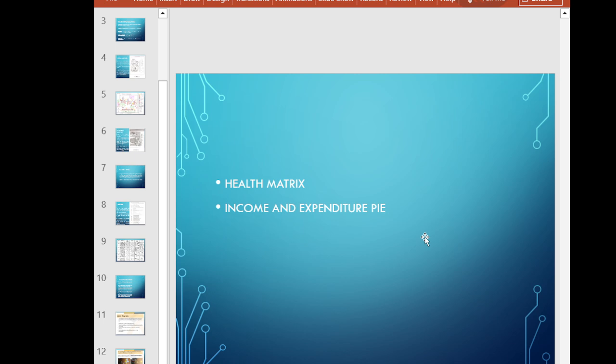Then we do have health metrics, and we have this income and expenditure pie as well. Health metrics is something where we will be drawing a human figure, and we will be asking the villagers to put a mark on those specified areas where they are facing problems.